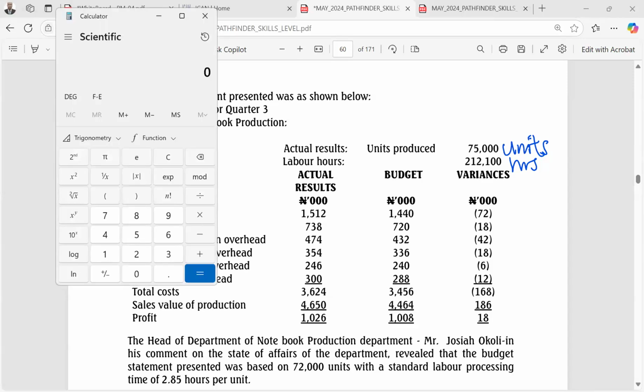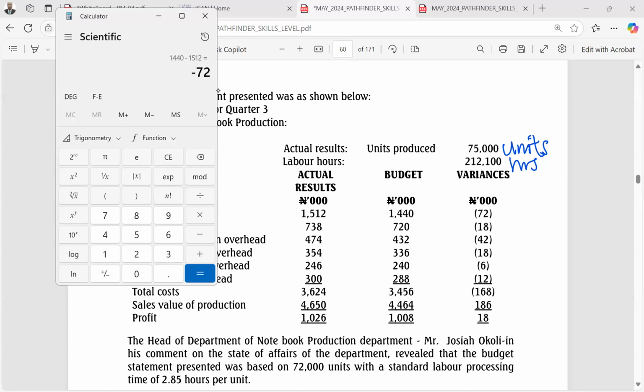Budget minus actual. That's your variance. So we have 1440 minus 1512. Sorry. Please confirm that you can see my calculator. Yes, I can see it. Good. 1440 minus 1512 gives you minus 72. Now that's this minus 72 we have here.